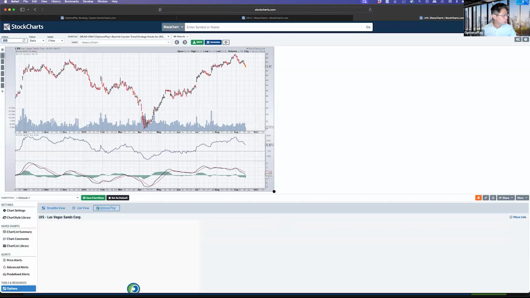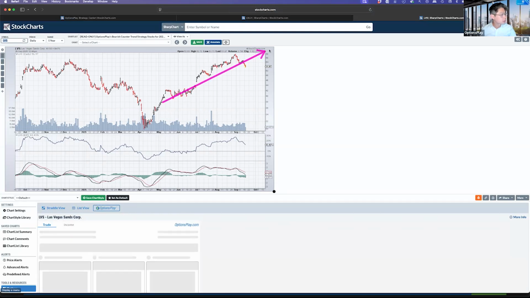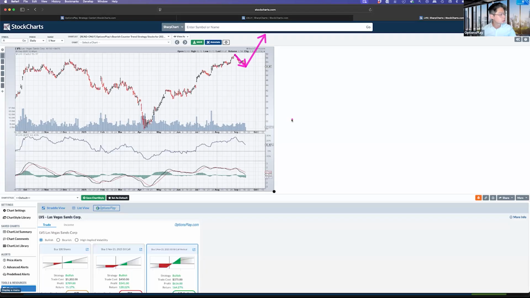Another great example here, right? This is a stock that's clearly in an uptrend and recently has pulled back, pulled back enough to potentially slingshot itself for the next move higher.